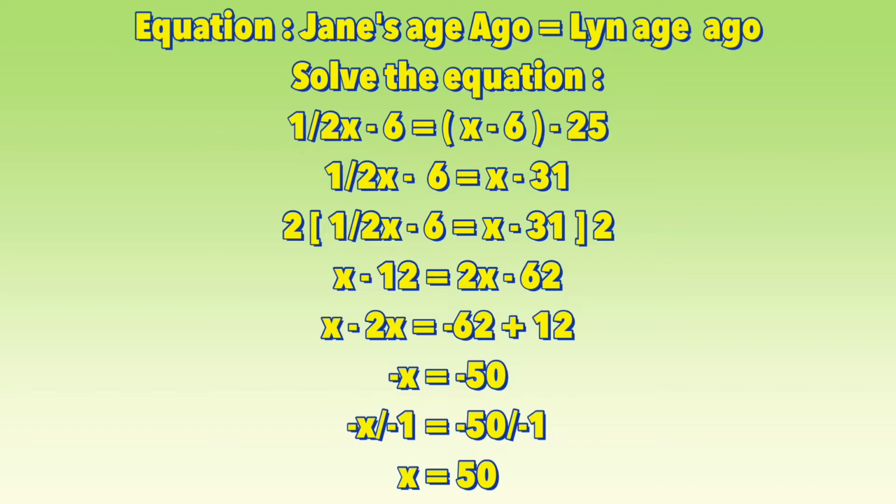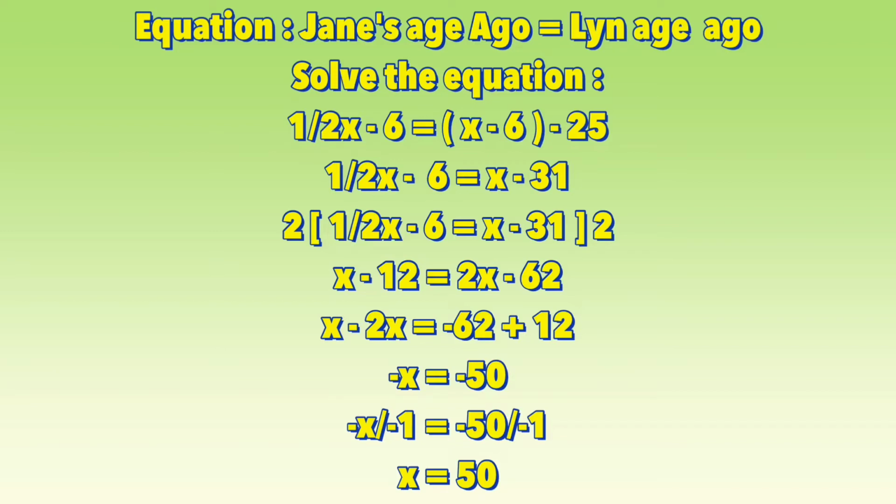So we're going to multiply both sides by 2 in order to eliminate the denominator of the fraction. 2 times 1/2 x equals x. 2 times negative 6 equals negative 12, equals 2x. Then negative 31 times 2, we have negative 62.